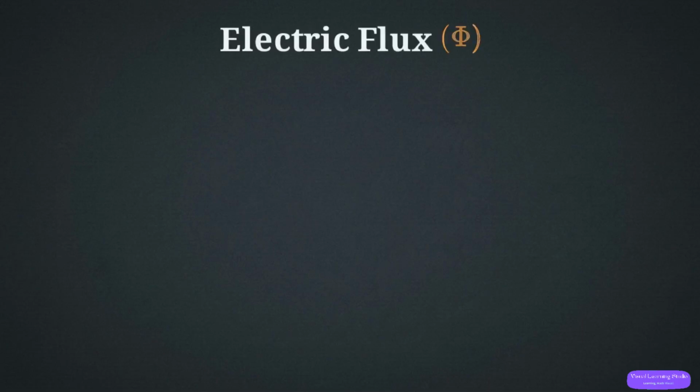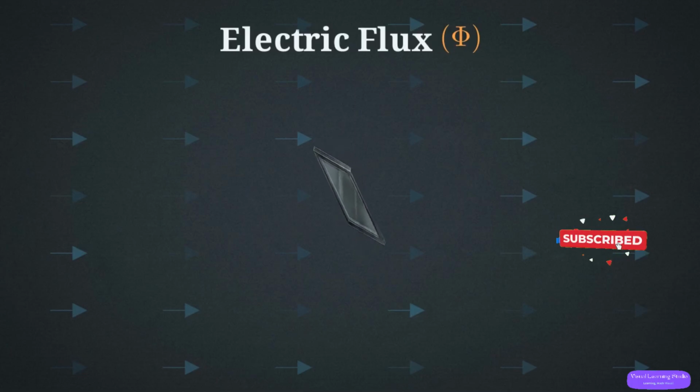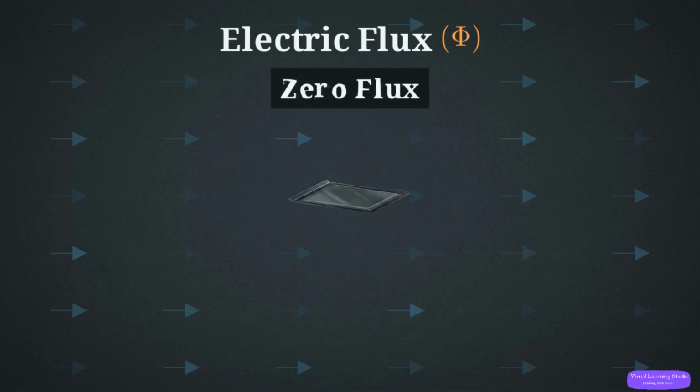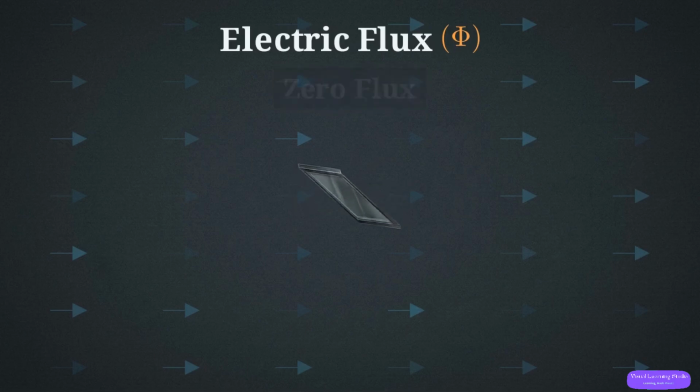To use it, we first need to understand electric flux. Think of flux like wind blowing toward an open window. How much wind actually makes it through depends entirely on how the window is turned. Face it head-on and you get maximum flow. Turn the glass completely sideways, and nothing passes through at all.